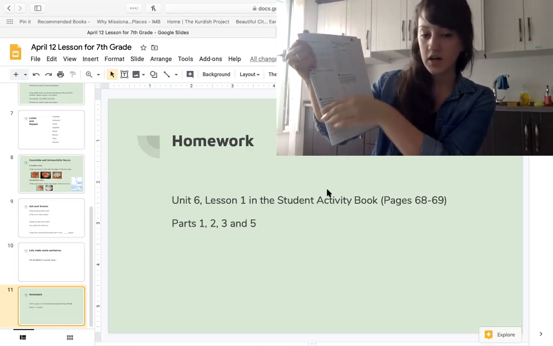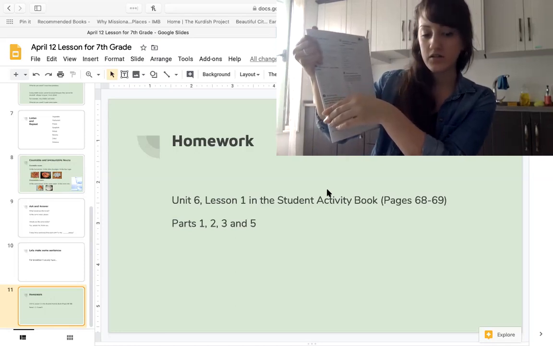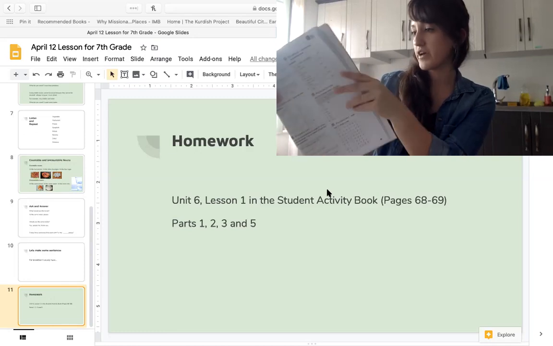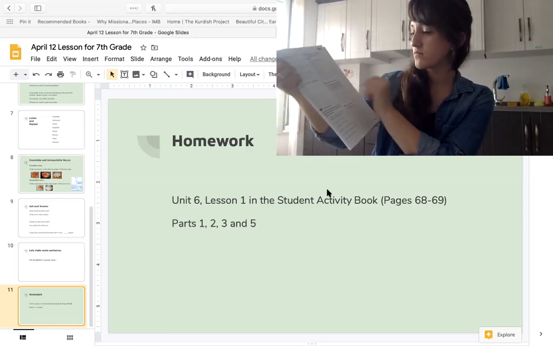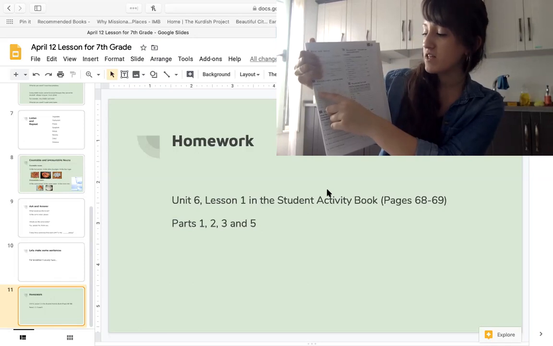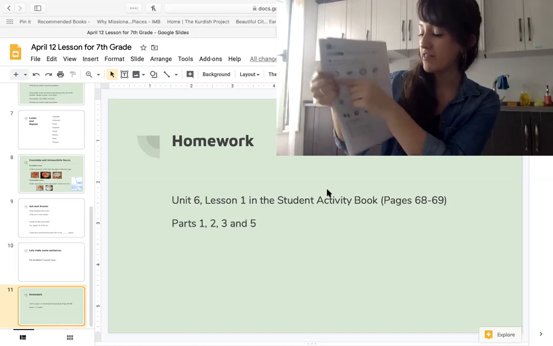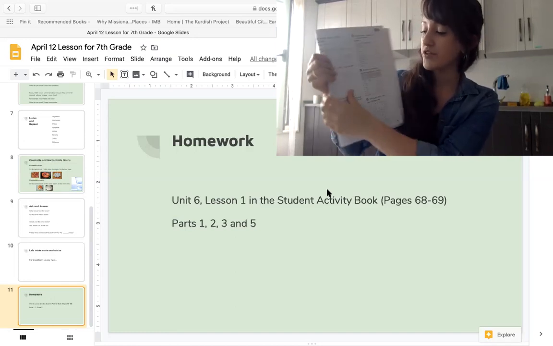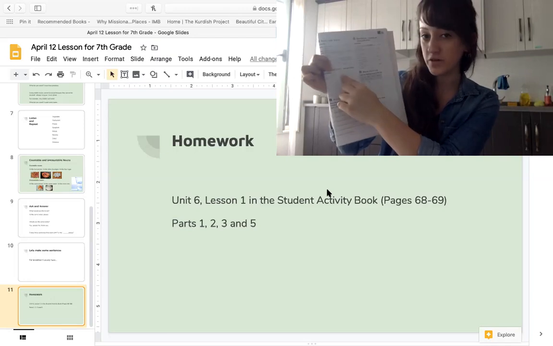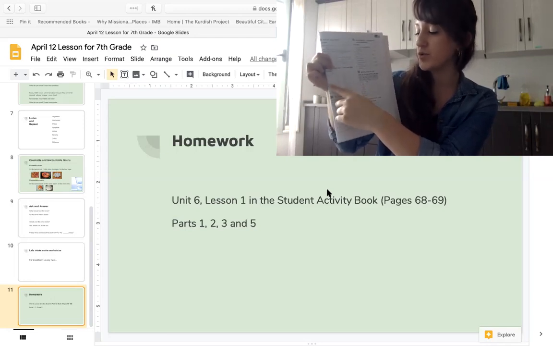In part 3, complete these words. This says potato. This says eggs. Look at these words and put the correct letters to complete these words. Okay, these are all foods.